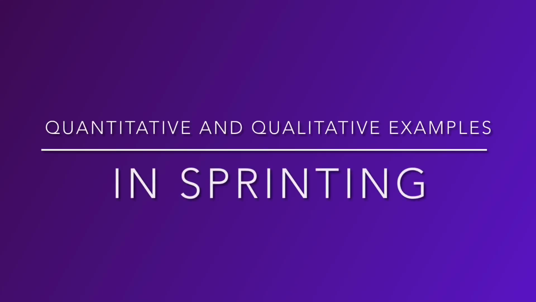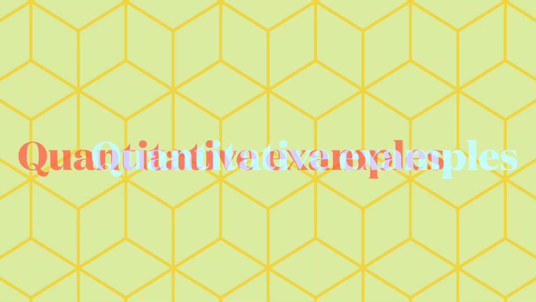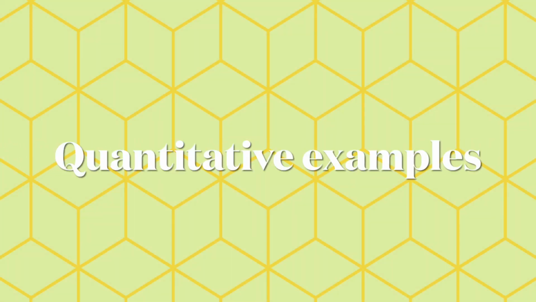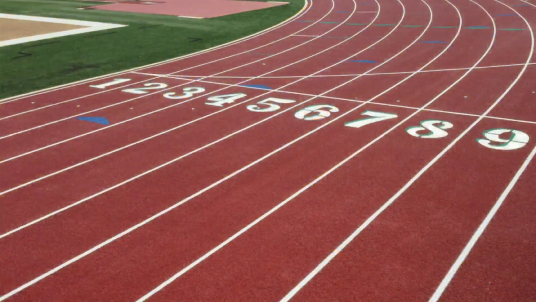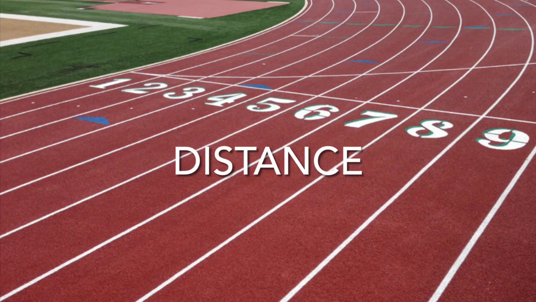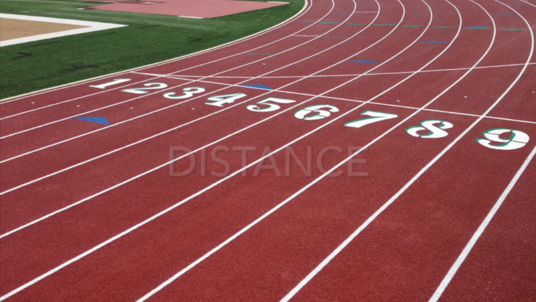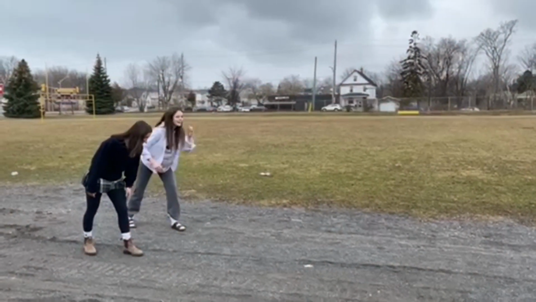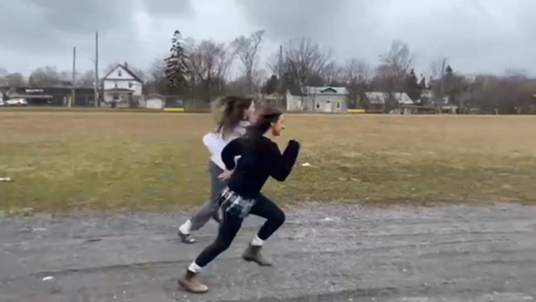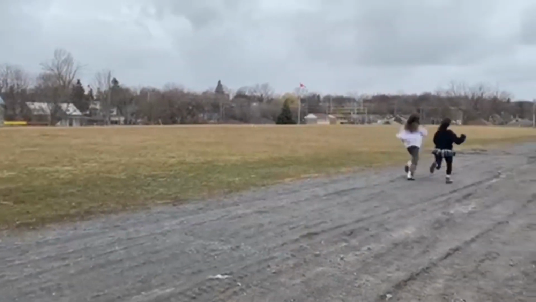Quantitative and qualitative examples in sprinting. Quantitative examples. Firstly, could be distance, which is the measurement of how far apart 2 points are. So in sprinting, it would be how far apart the start and finish are. As seen in this clip, the distance we ran is about 10 meters.